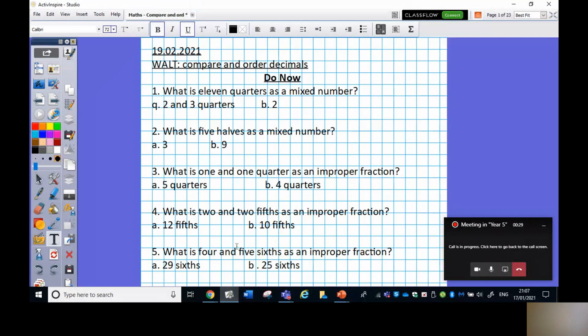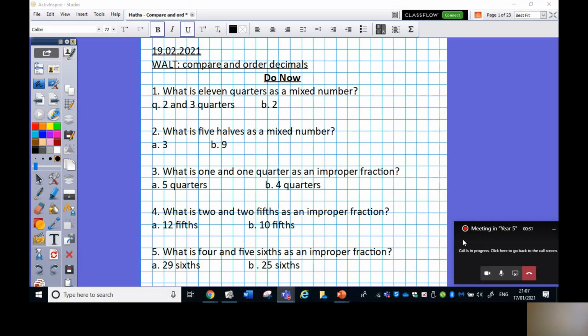Let's go. I hope that you have found again a very quiet spot where you can concentrate away from any distractions, phones or tablets or books, and you have a piece of paper and a pencil. So when you have that, press pause and complete the do now. And when you finish, press unpause.